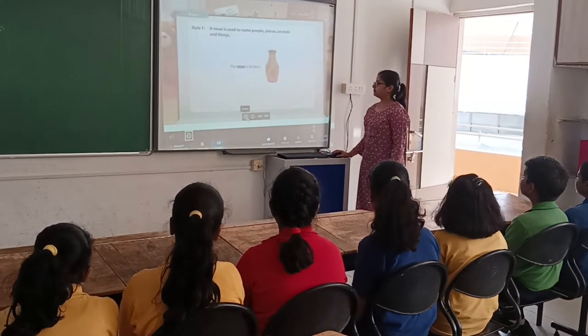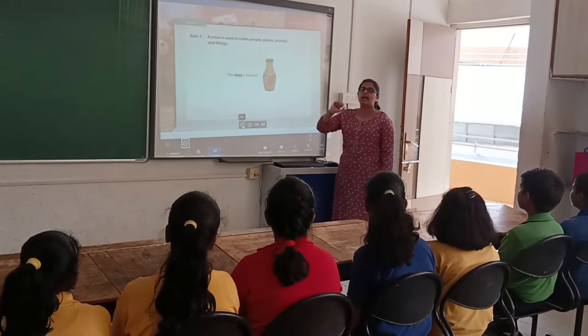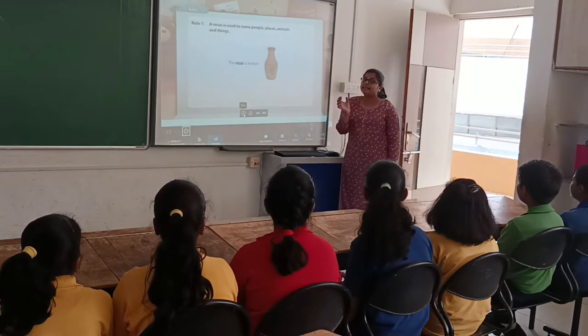The vase is broken. Which word represents a noun here? Vase. So vase represents a thing.